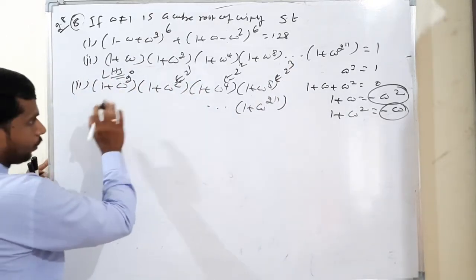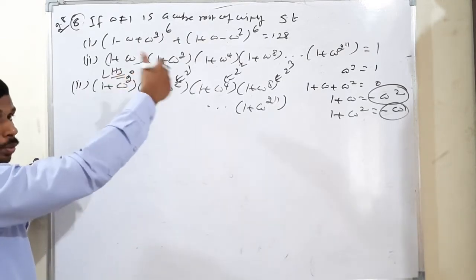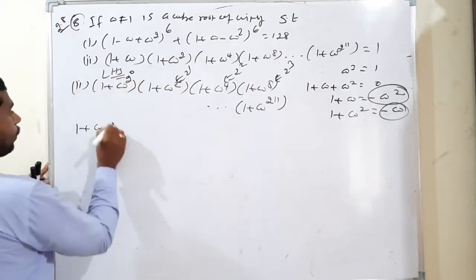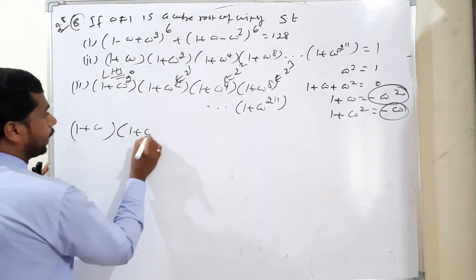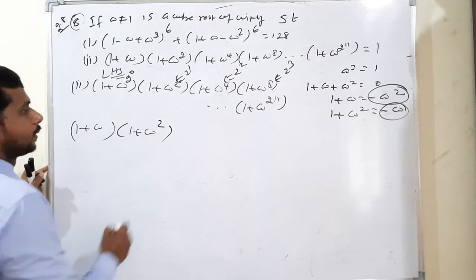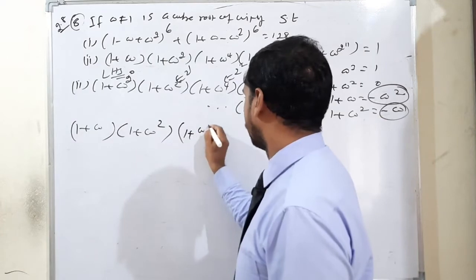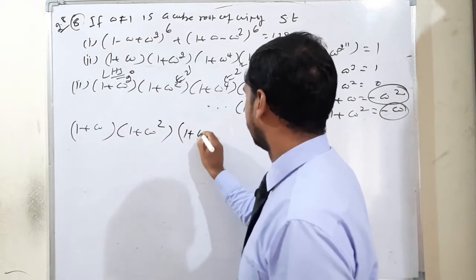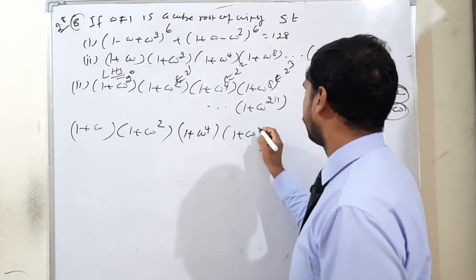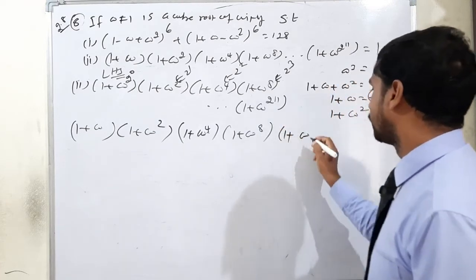So again I would like to write the first step repeat. Each step: 2 power 0, 2 power 1, up to 2 power 11. What will the value come? First one, anything power 0 value will be 1, so 1 plus omega. Second step, 1 plus omega power 2, because 2 power 1 is equal to 2. Third step, 1 plus omega power 4; omega power 4 means 2 square. Again 1 plus omega power 8; 8 means 2 cube.